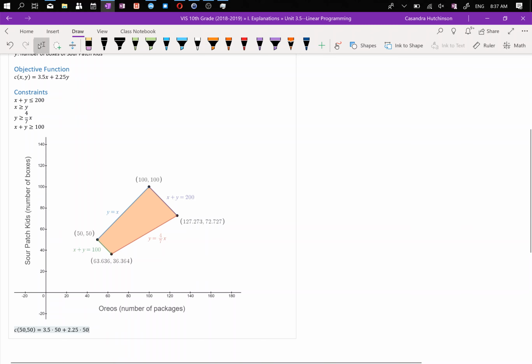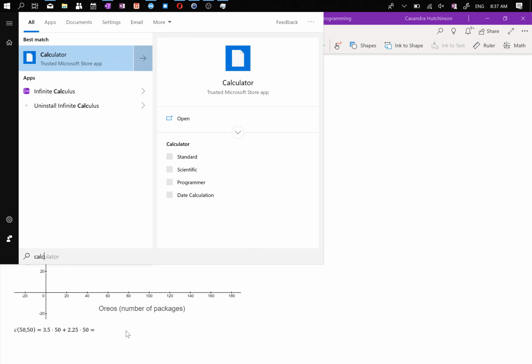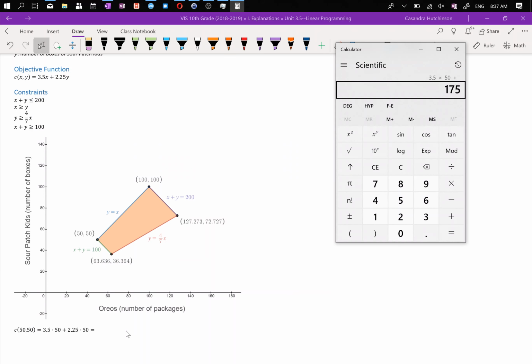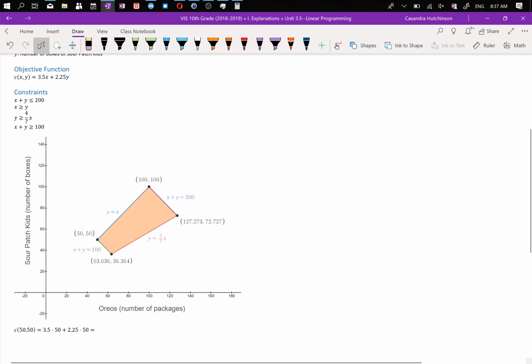I typed like /c dot, that's not important. You can find it from your drop-down list in your equations. So then I would actually have to calculate this. So 3.5 times 50 plus 2.25 times 50. 287.5. I know that's not how you say numbers. I'm very bad at saying numbers out loud.